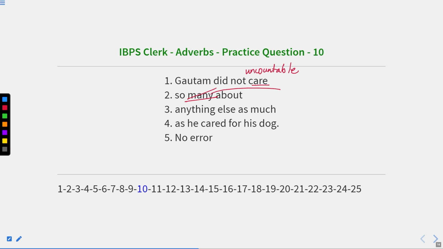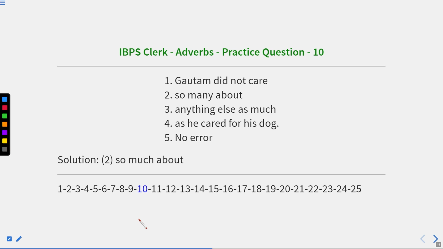Here we should replace it with the word much, because much is used with uncountable nouns. So the correct sentence will be, Gotham did not care so much about anything else as much as he cared for his dog. So the solution is the second part, so much about, instead of so many about. So second is the correct answer.